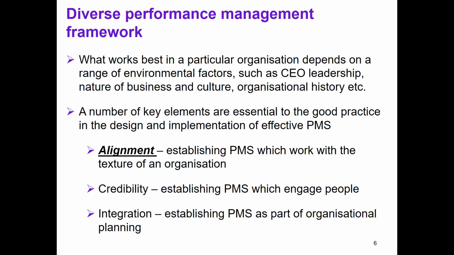There are three key elements that we can see in a good and effective performance management system. So we need to take this into consideration when we design the performance management system for the organization. First is alignment. That's establishing a performance management system which works with the texture of the organization. That includes having the CEO on board, the board of directors, and various managers working toward the same goals. Also, the goals will align with the organization's strategic directions.